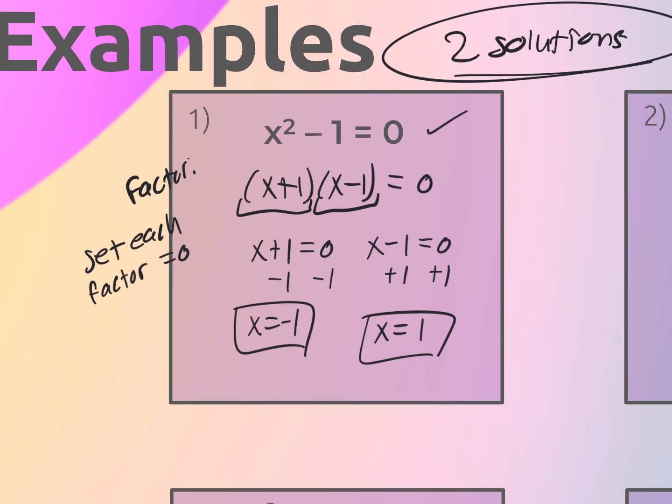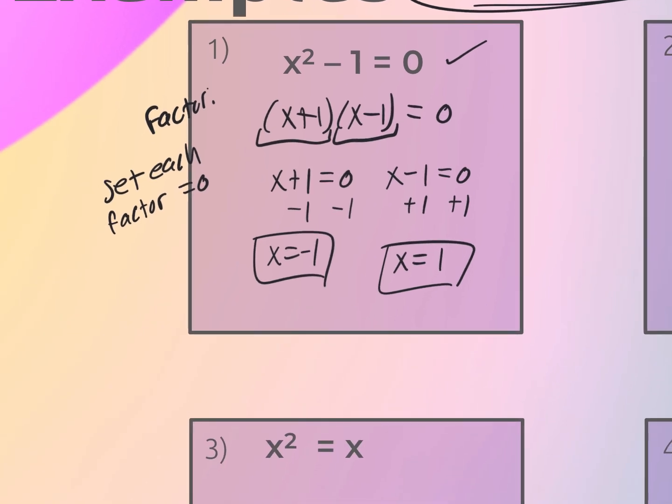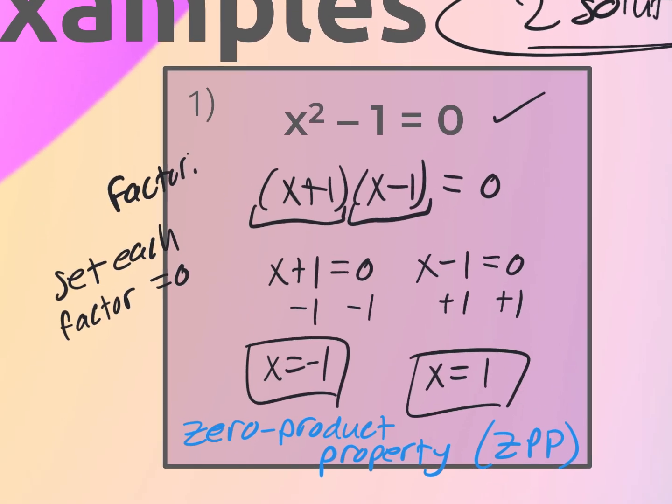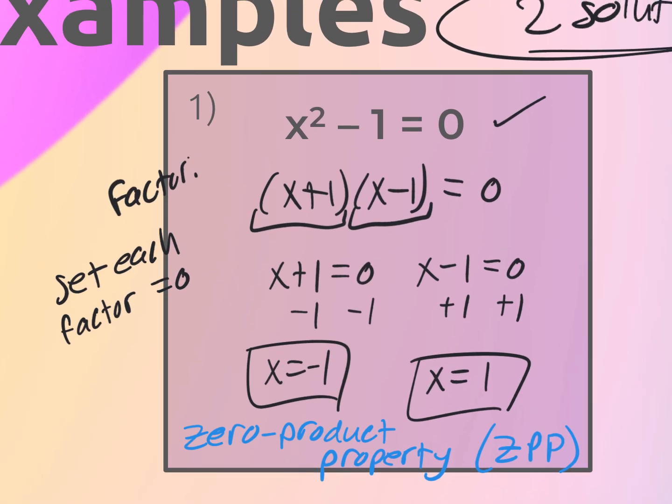Now you might be thinking, why are we setting it equal to 0? Why does this work? This is true by something called the zero product property, or ZPP, that's how I learned it. Zero product property just means that if you multiply anything by 0, you're going to get 0. So what does at least one of these need to be?